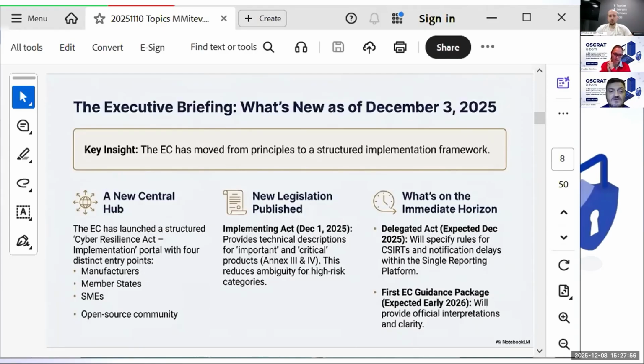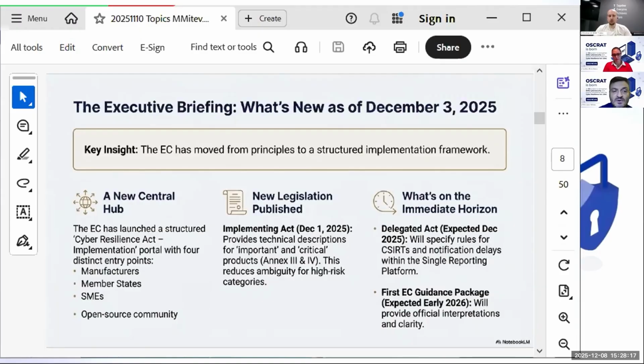Second, a new implementing act was published on 1st of December 2025. This act gives technical description for important and critical products. This reduces uncertainty about these high-risk categories.